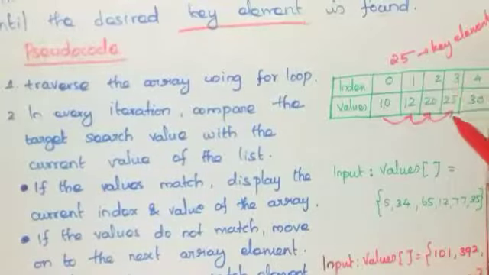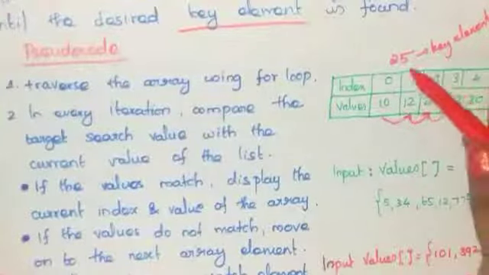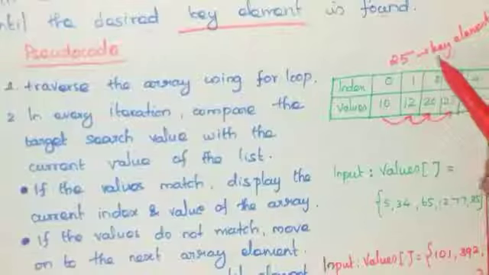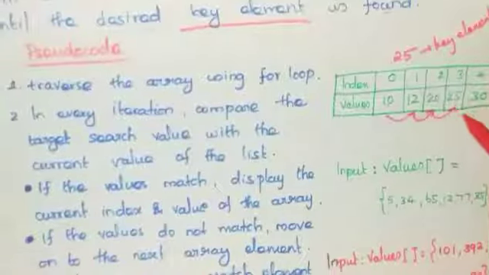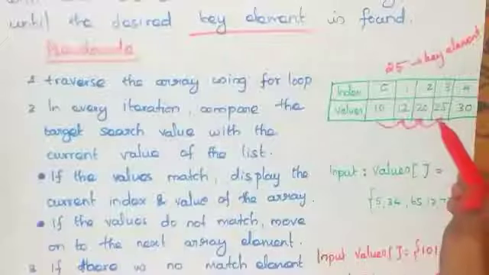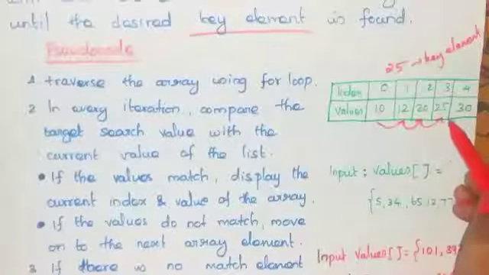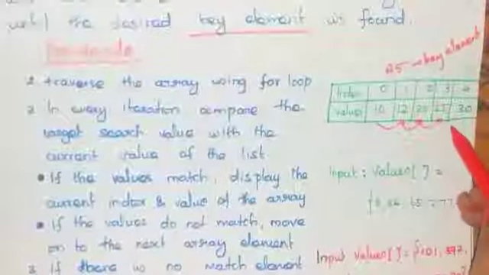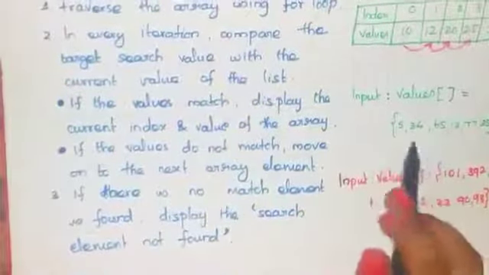Suppose this 25 is not there in the list, which means the key element is not in the list. The search will continue till the end. So if you find the key element, you have to stop your search. Otherwise, you continue your search. Okay, see the next example.